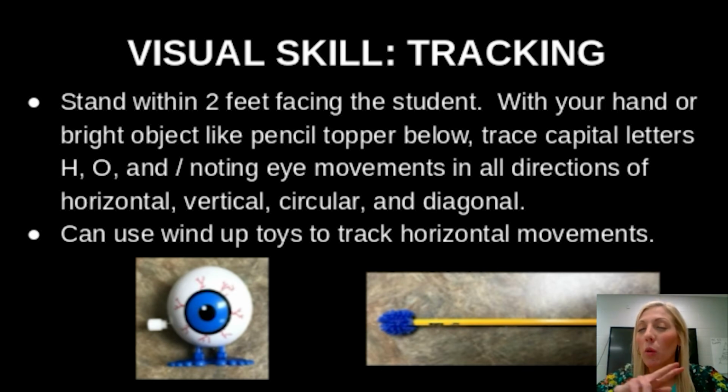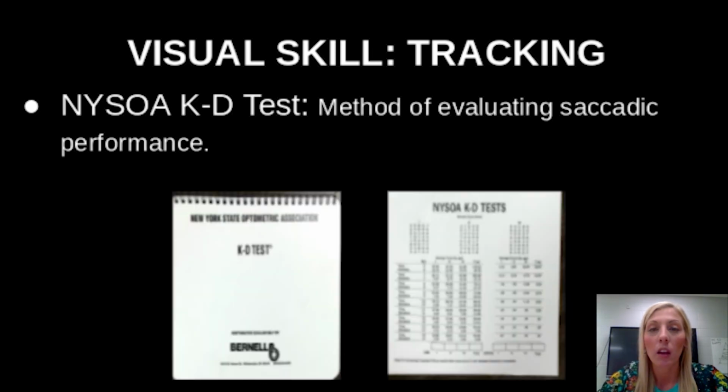And then you can also use things for horizontal movements. Most of the skills that we're doing involve horizontal tracking, with reading across a page left to right. They have wind-up toys. Again, Dollar Tree's our best friend. These little wind-up toys go across the table, and you note if the student can track it going left or right, etc.